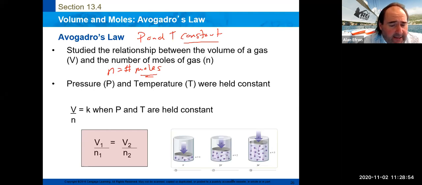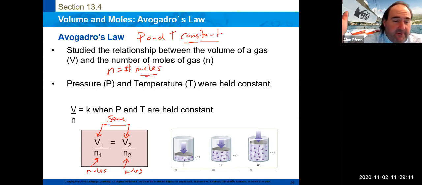Here, the volume can be any unit you want as long as they are the same. And N will be moles, obviously, in this case. The relationship we see with Avogadro's law is basically that as the moles increase, so does the volume under these conditions.